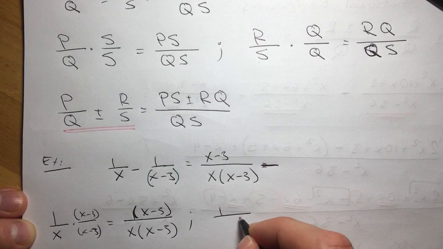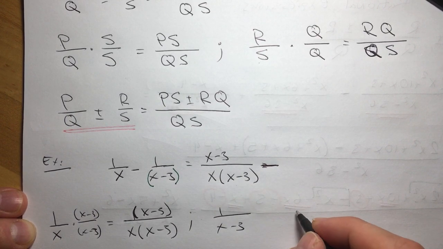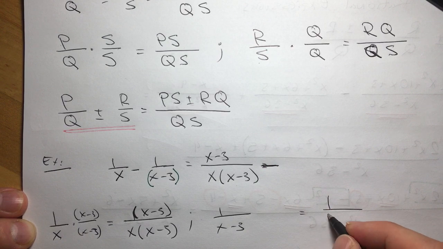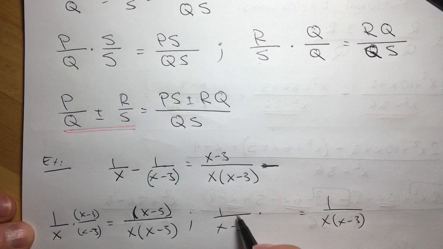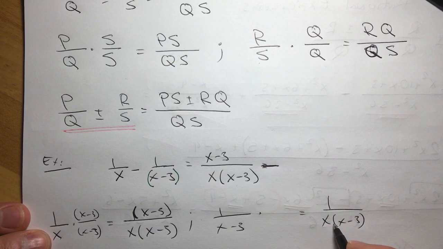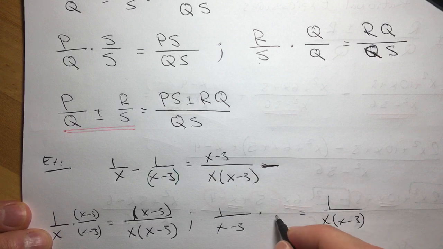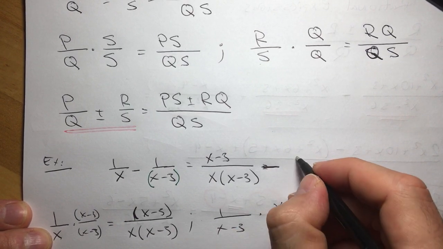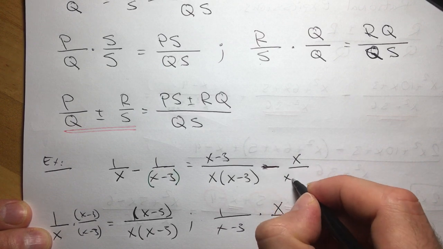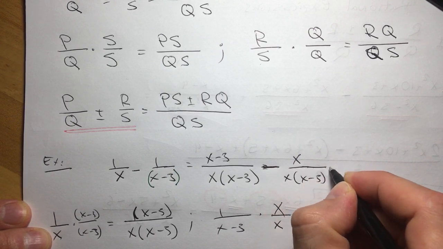Minus 1 over x minus 3 is the same as, well, if I want to express this rational expression with different denominator x times x minus 3, how to get there? Well, I multiply the denominator by x, but simultaneously I have to multiply the numerator by x. So I get x here. So minus x over x times x minus 3.